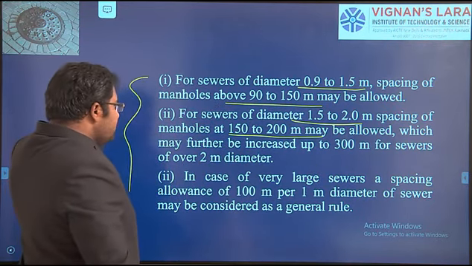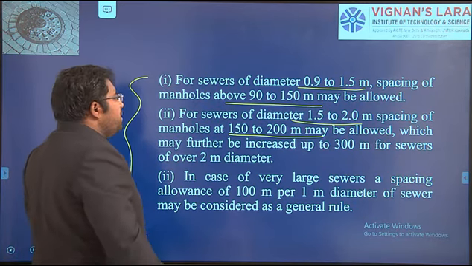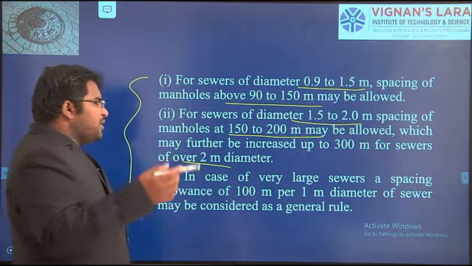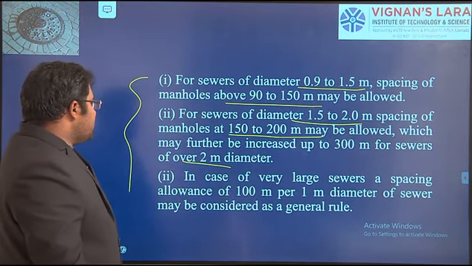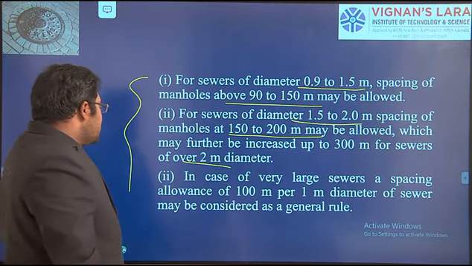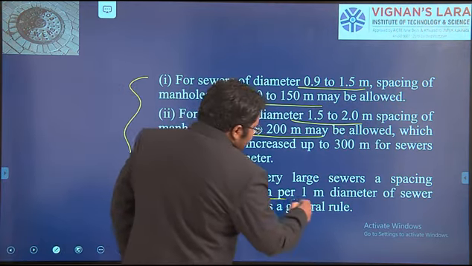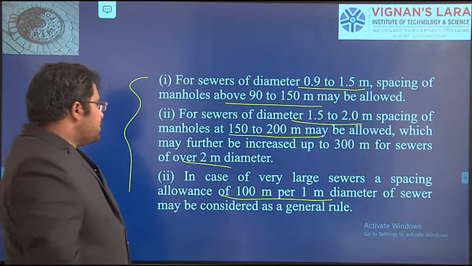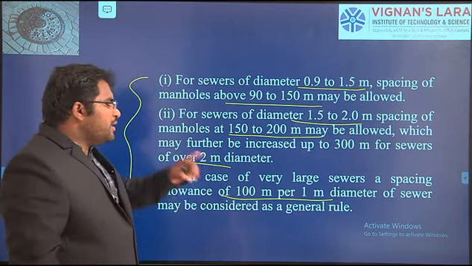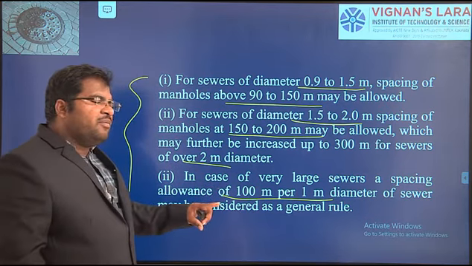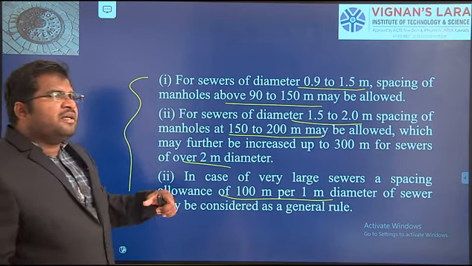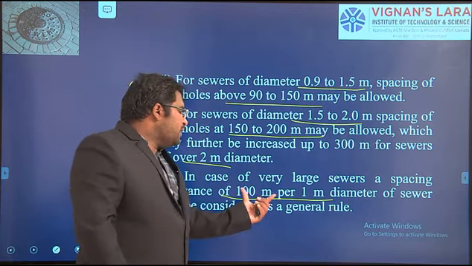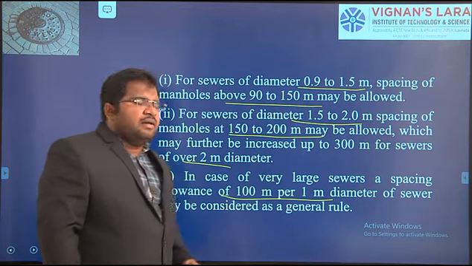So next, further, that may be increased to 300 meters for rivers over 2 meters. If it is more than 2 meters, we will go up to 300 meters. In the case of very large sewers, the spacing allowance is 100 meters per 1 meter diameter. If it is 2 meters, 200; 3 meters, 300; 4 meters, 400; 5 meters, 500; 6 meters diameter, 600 meters. Like that we are going to provide the spacing, that is 100 meters per 1 meter diameter.